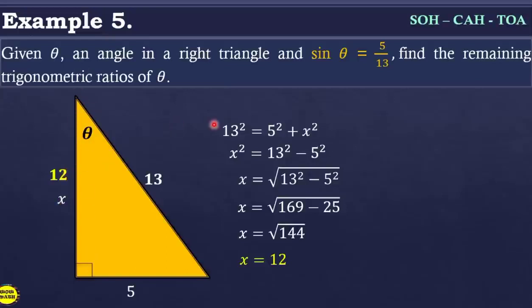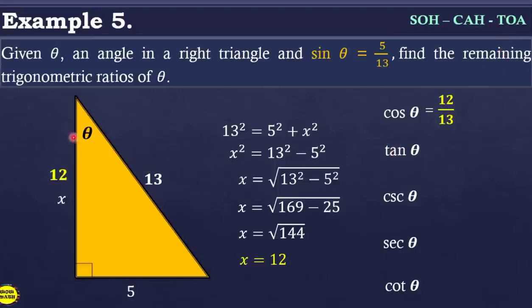Now, let us find the remaining trigonometric ratios. There are 5 of them, since this one is already given. Since sine theta is opposite over hypotenuse, it is 5 over 13, there it is. Let's proceed to cosine theta. Since this is your angle, theta, cosine is adjacent over hypotenuse. This is your adjacent over hypotenuse, so 12 over 13.